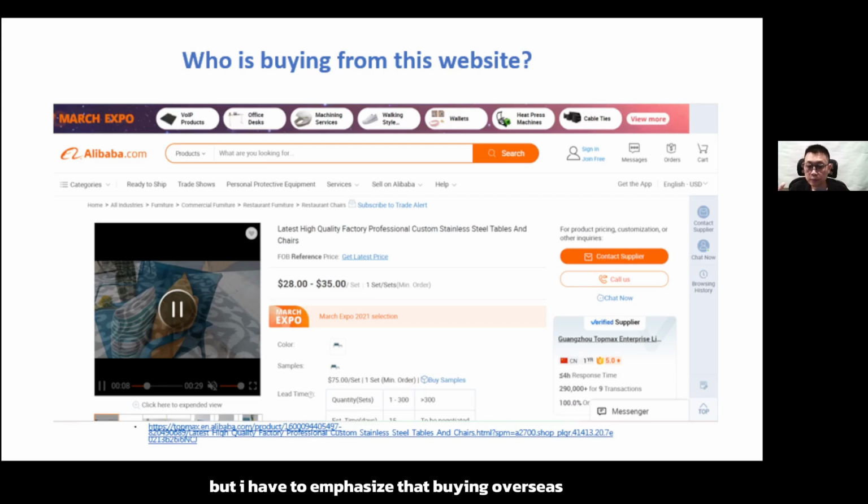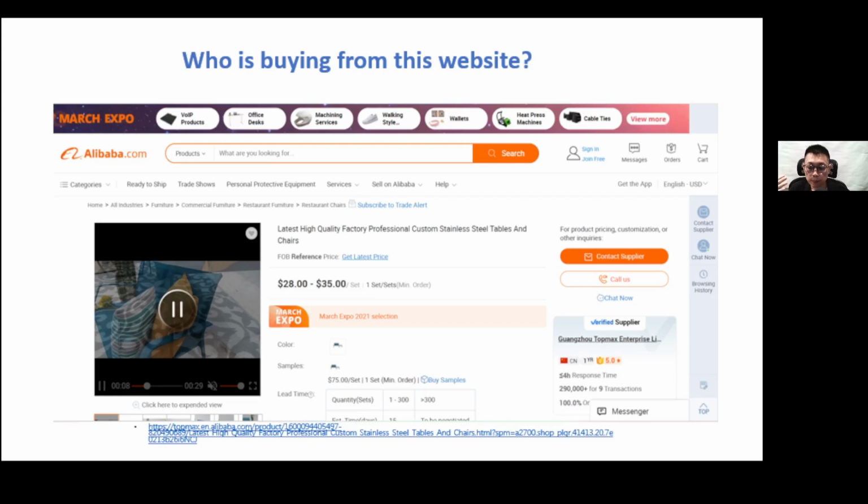But I have to emphasize that buying overseas requires knowledge. It's not always so easy. You have to learn. So you'd better register on a trustworthy website. Don't get scammed by bad people. Alright? So you'd better ask an experienced platform that can help you use Taobao, Amazon, eBay, and try to search and buy a product overseas. That's the first step.